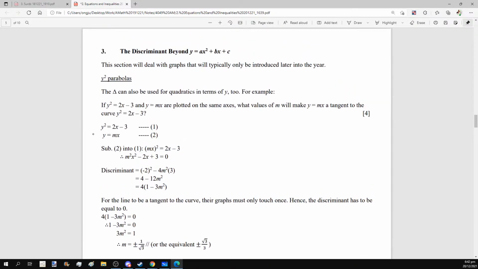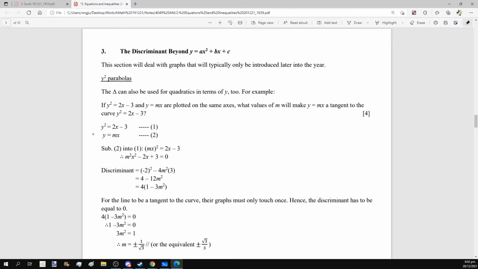One last important thing to take note for the discriminant is that it actually works for anything that has a square. In other words, we don't need to have ax squared plus bx plus c only. You don't even need x. You can have y. You can have both x and y. You can have any algebra you desire, as long as it is a square. We will then be able to use the discriminant to find the number of solutions.